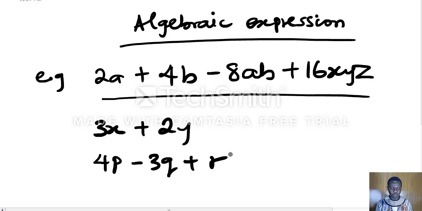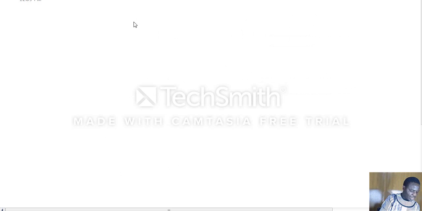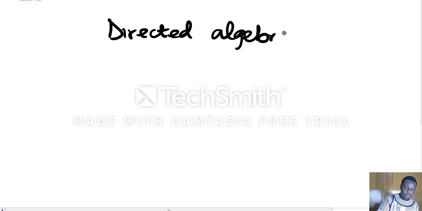So I have made mention of two things: algebraic term and algebraic expression. Algebraic term is the product of numbers and letters, while algebraic expression is the sum of two or more algebraic terms. So when you do that, you are going to have an algebraic expression. Let's look at directed algebraic terms.